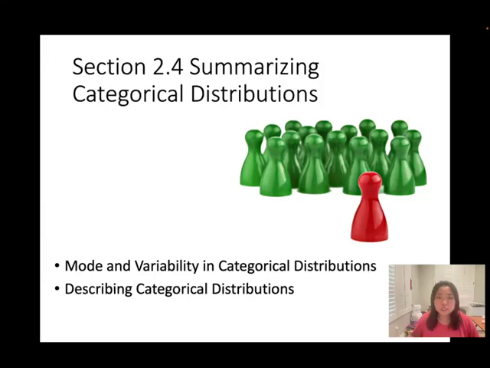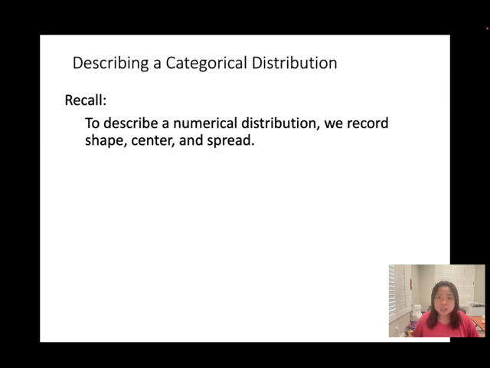Session 2.4, Summarizing Categorical Distributions. For this session, we're going to talk about the categorical distribution. From the previous sessions, we talked about the numerical distribution, and we said we have a few things to describe it: the shape, the center, and the spread.